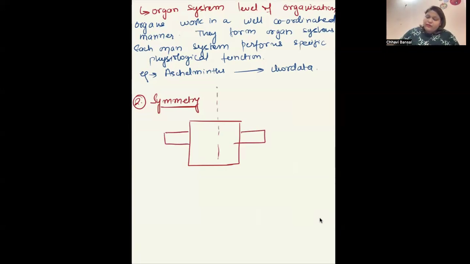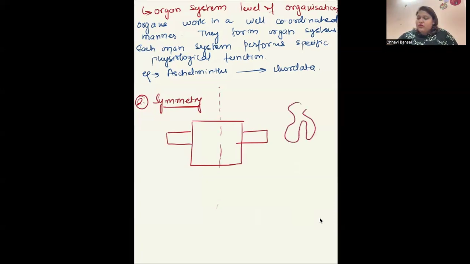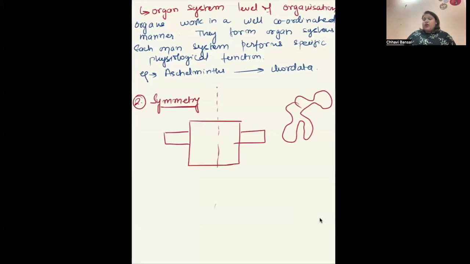Because if I divide it into two halves, both the halves are identical to each other, right? Means there is one plane which can be passed through it, which can divide it into identical halves, then it is called symmetrical. Now, for example, this is something. Even if I pass the plane like this, there's no way which will divide it into two identical halves, right? So this type of things are called asymmetrical.